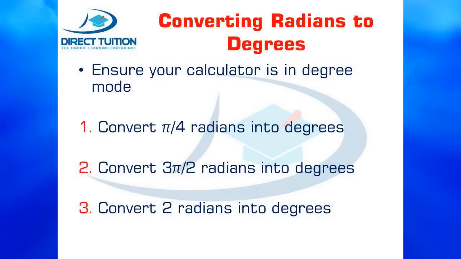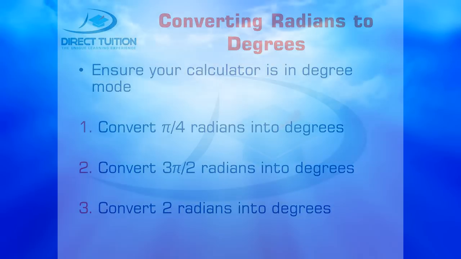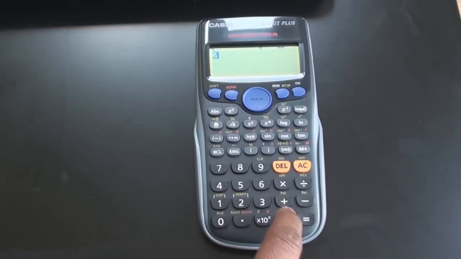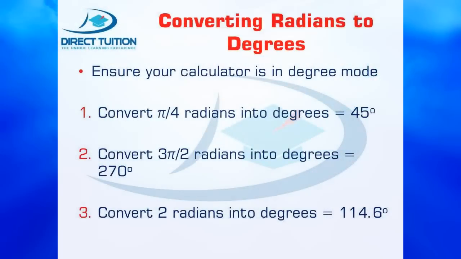Finally, let's convert 2 radians into degrees. So 2, and that's in radians, and we're going to convert that into degrees. That is 114.6 degrees. As you can see, these answers match up with the ones that I worked out previously.